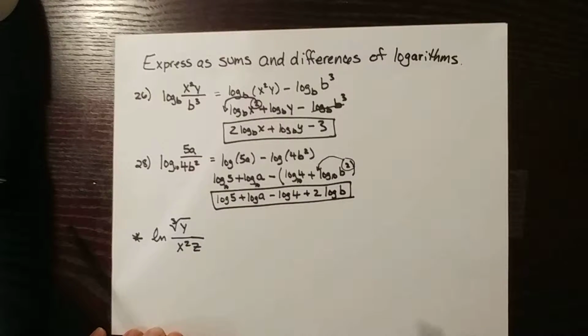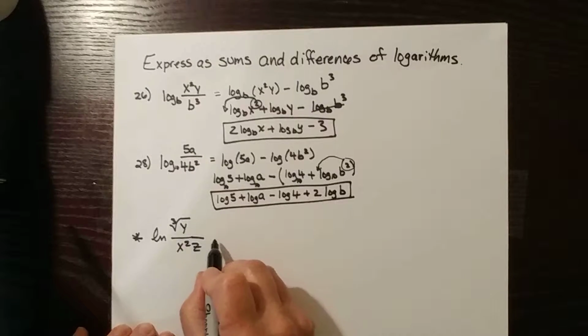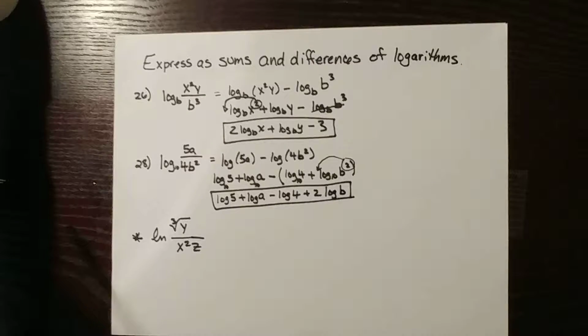All right, lastly, down here, I made this one up. This is not on your green sheet. I just wanted you to have another one that you could look at. Natural log means log base e. And so I'm going to do the same thing. I'm going to unpack the numerator from the denominator.